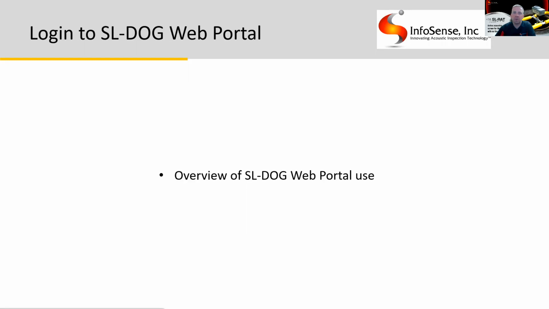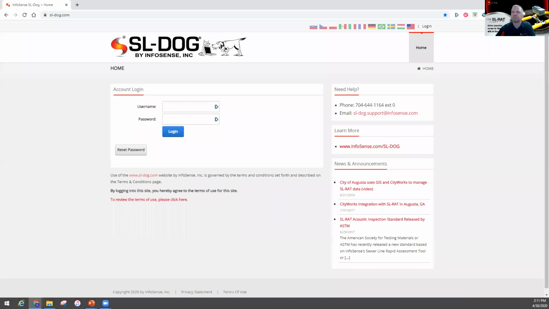From here, I'm going to open a web browser and we will log into the web portal. If you're a new user or need a new user login, you can request access by phone or email, which is listed right here before you log in. You can also call to have your password reset if you forget it. We recommend using Google Chrome or Internet Explorer for best performance.